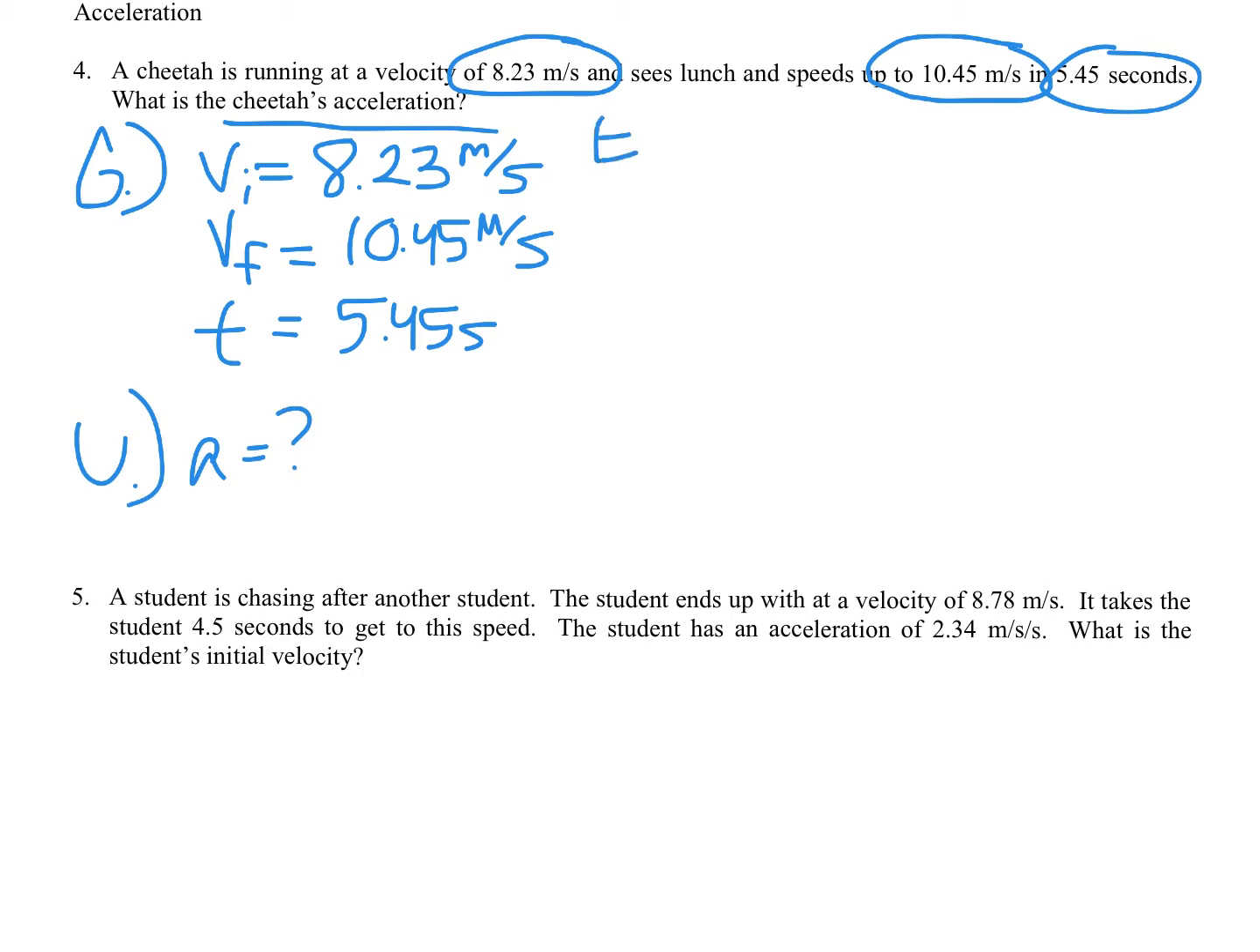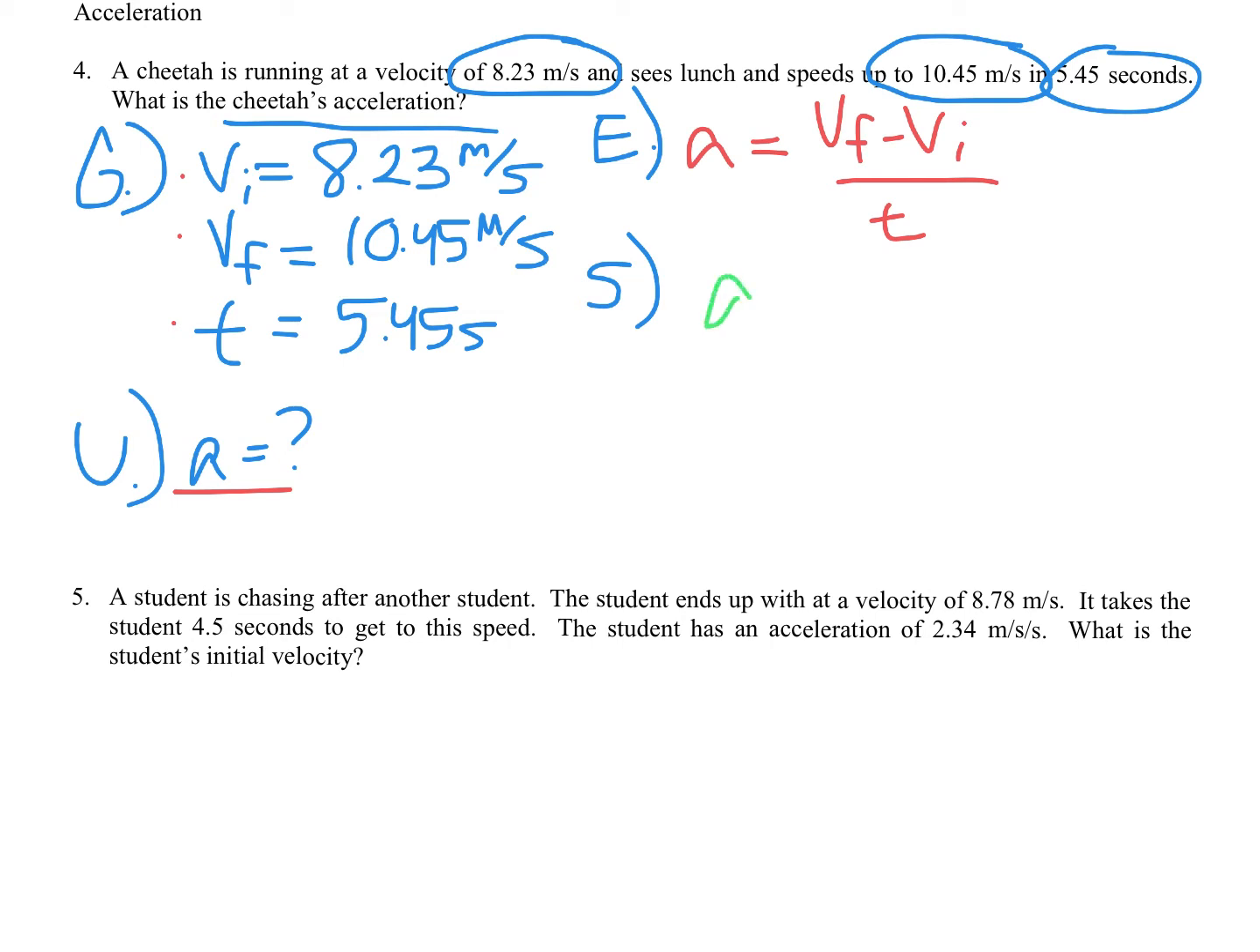Lucky for us, we know that acceleration incorporates time, velocity final, and velocity initial. So acceleration is equal to the final velocity subtract the initial velocity divided by time. Perfect. Next is going to be substitution. So let me start subbing in everything so that I can solve for acceleration.